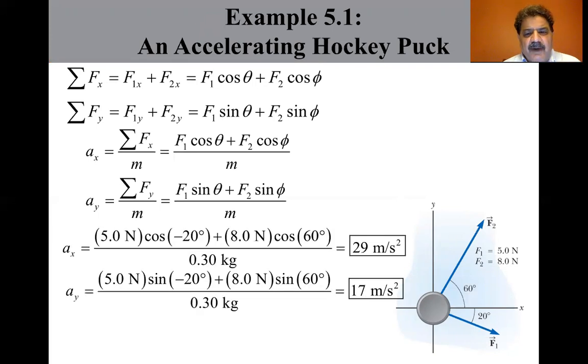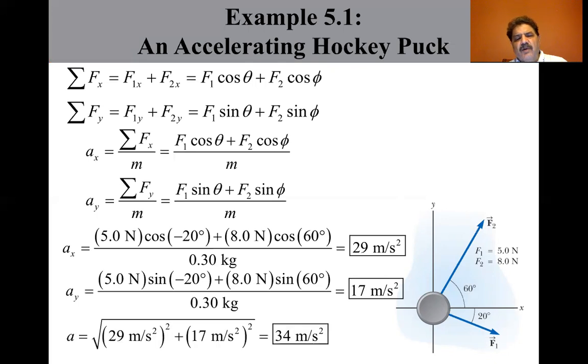And let's substitute our numerical values. 5 newtons cosine of minus 20 plus 8 newtons times cosine 60, divided by 0.3 kilograms, you get 29 meters per second squared. And for the acceleration in the y direction, 5 newtons sine of minus 20 plus 8 newtons sine of 60, divided by 0.3 kilograms, you're going to end up with 17 meters per second squared. And if we take the square root of the sum of the squares, we end up with 34 meters per second squared.